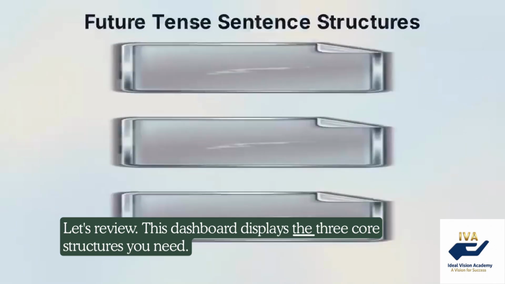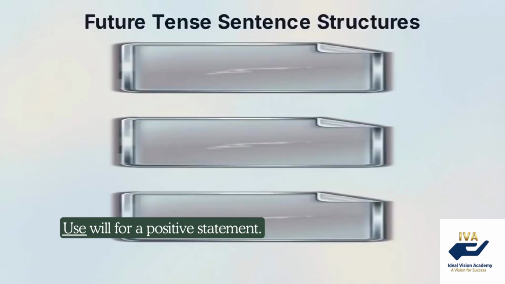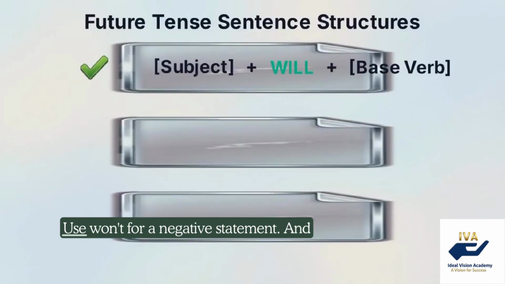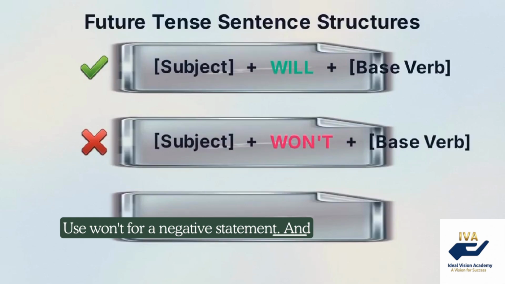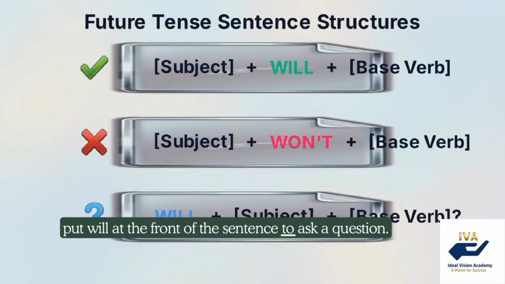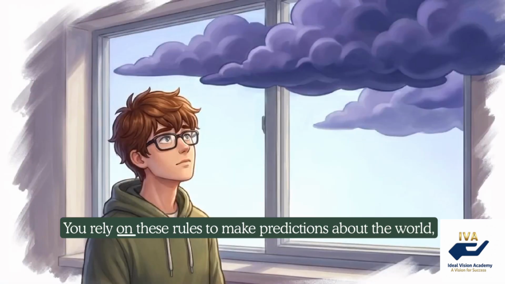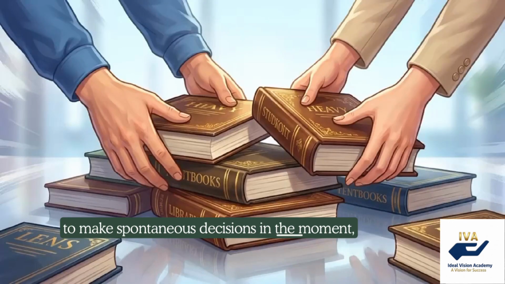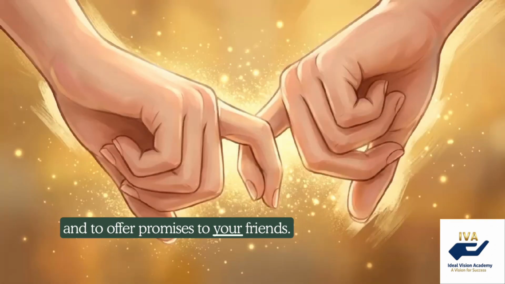Let's review. This dashboard displays the 3 core structures you need. Use will for a positive statement, use won't for a negative statement, and put will at the front of the sentence to ask a question. You rely on these rules to make predictions about the world, to make spontaneous decisions in the moment, and to offer promises to your friends.